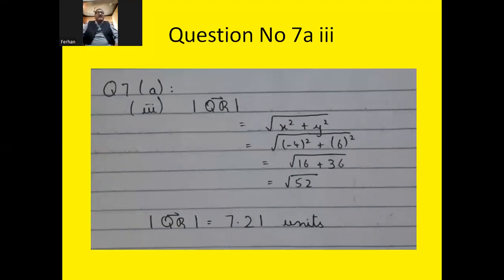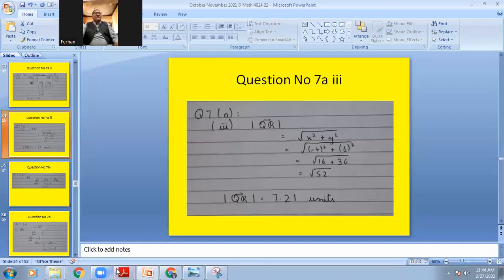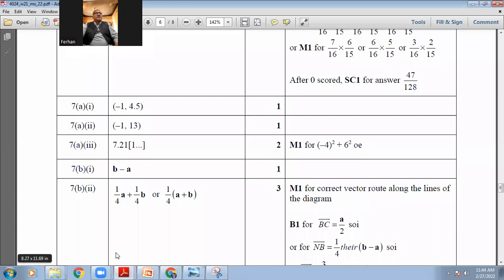That will be 16 plus 36. Remember, this whole square is around the full number, so it also applies to the negative. So 16 plus 36 will be the square root of 52, and that will be 7.21. So the magnitude of QR will be 7.21. Let's have a look at the marking scheme. 7.21 is the right answer, sir.